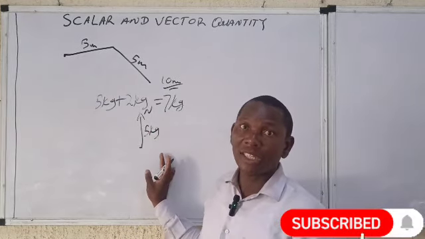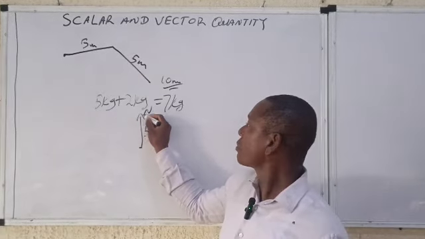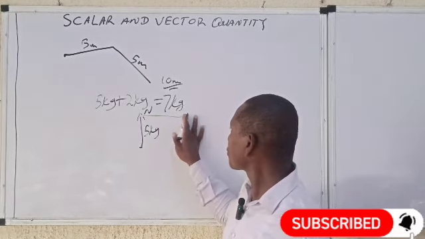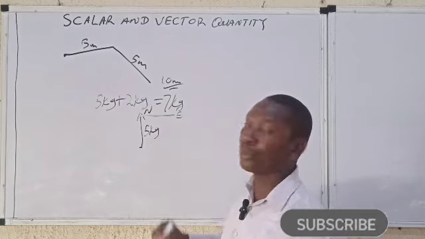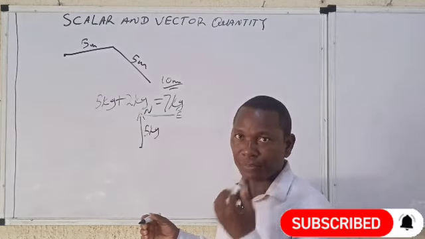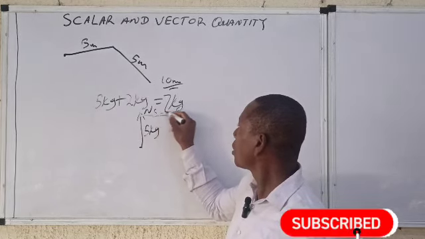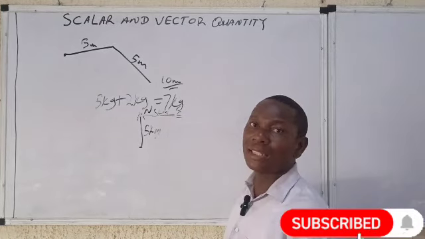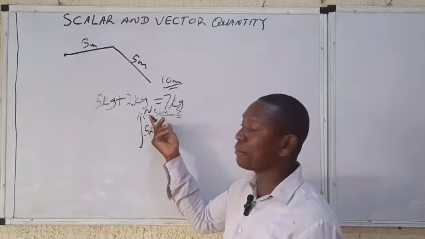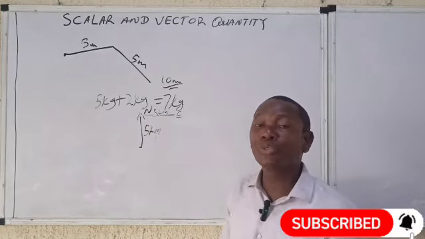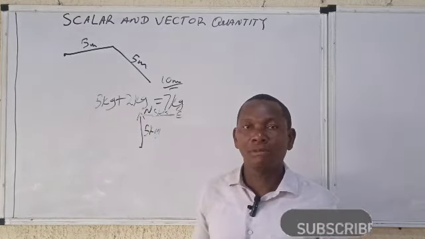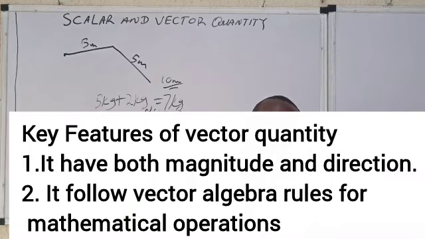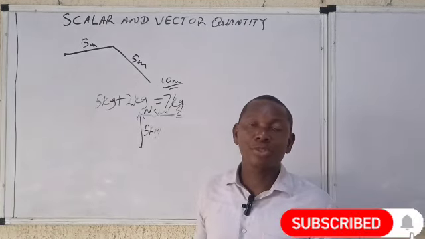So this is displacement. Now, if I move another 5 kilometers towards the east, for example, you will notice that I cannot use a normal algebraic operation to do that. Sorry, I said kilogram instead of kilometer. You follow vector rules. Vector algebraic mathematical operations to add, subtract, or even carry out basic operations on vector quantity, because you must consider the direction in doing these operations.